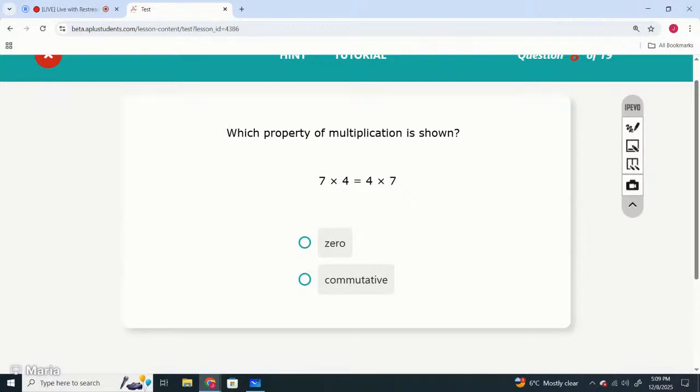Which property of multiplication is shown? 7 times 4 is equal to 4 times 7, which is the correct option. That is the commutative property. Option number 1 is the correct option.